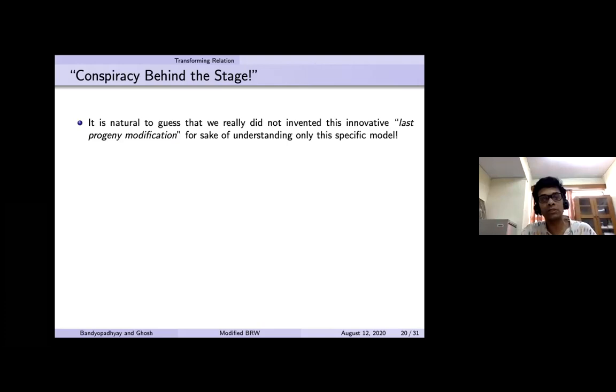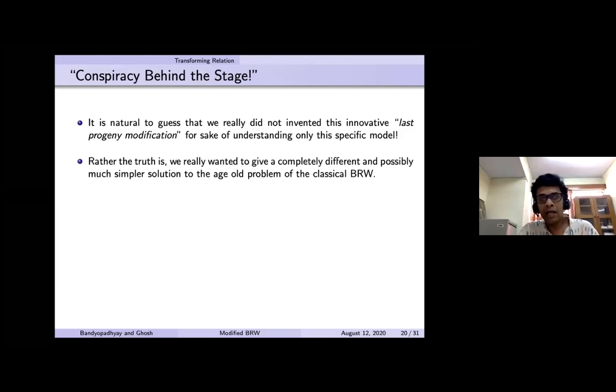I'm sure by now you must have realized that we did not really invent this innovative last progeny modification for the sake of understanding only this specific model. Rather, the truth is that we really wanted to give a completely different and possibly much simpler solution to the age-old problem of the classical branching random walk. Idecon's work is very interesting. It's one of the great works of our time. However, it's very difficult and analytically extensive. So what Partho and I were trying to get is a purely probabilistic proof, if it can be done. And we kind of stumbled upon this particular type of innovation, which we gave to this modified branching random walk.